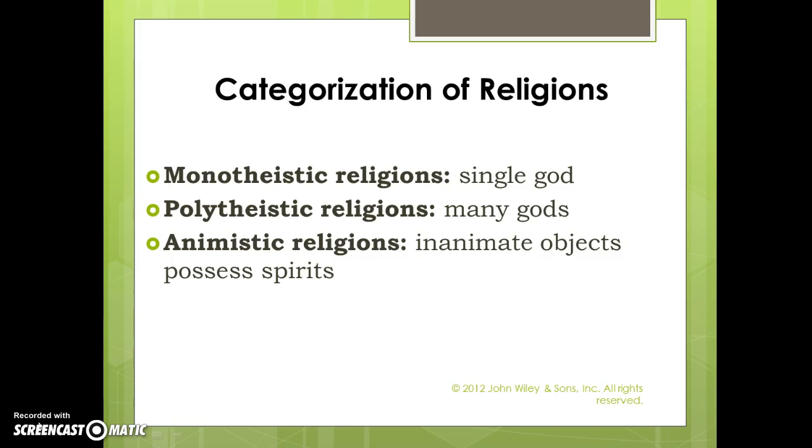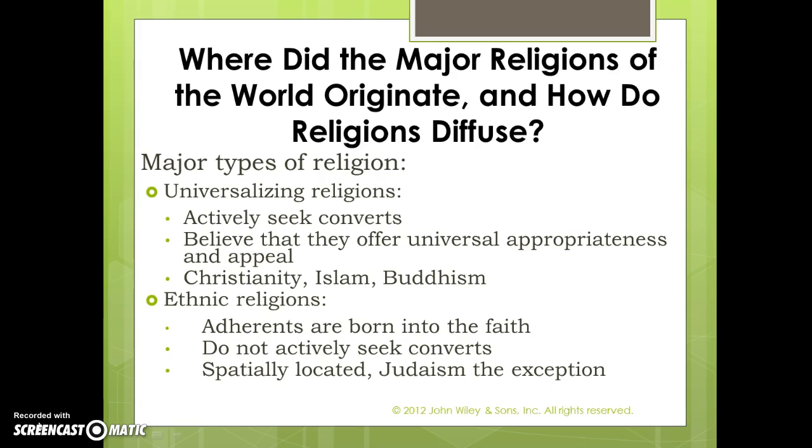Okay, and then animistic religions, the ones you're most likely to be familiar with, are often indigenous religions, by the way. Native American spirituality is generally animistic, and also if we look at Africa, a lot of indigenous African religions are also animistic. So another way to look at and categorize religions is to talk about what are called universalizing religions versus ethnic religions.